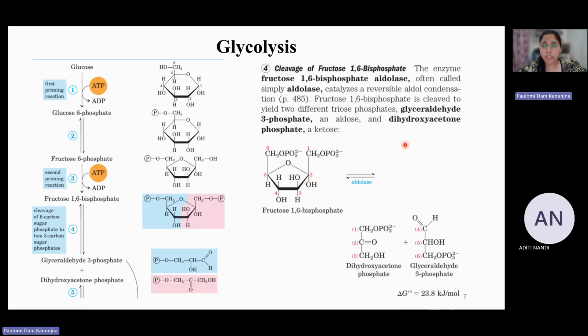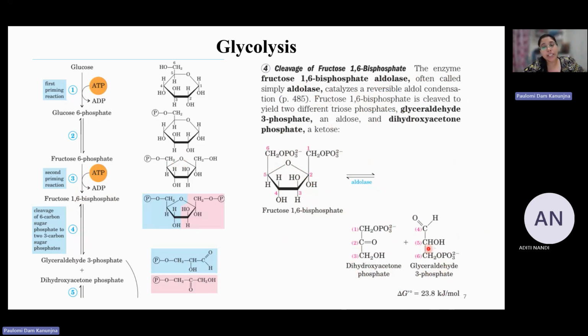This is because of the enzyme aldolase. This reaction, which is the cleavage of fructose 1,6 bisphosphate, is again reversible. So you can see here that your enzyme aldolase is catalyzing this reversible reaction. Your fructose 1,6 bisphosphate is cleaved into dihydroxyacetone phosphate and glyceraldehyde 3 phosphate, right? So this one is again reversible.